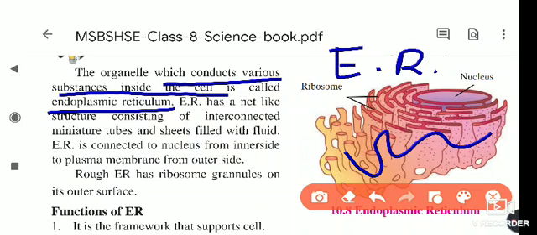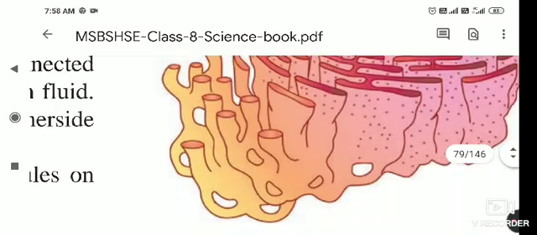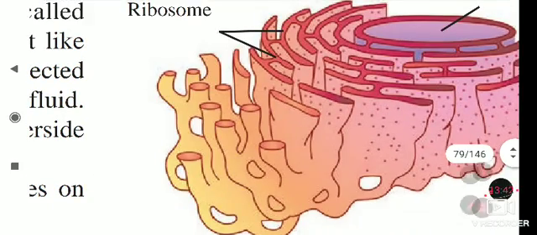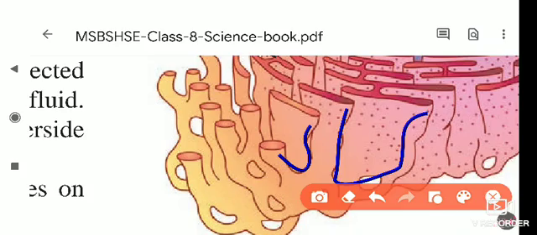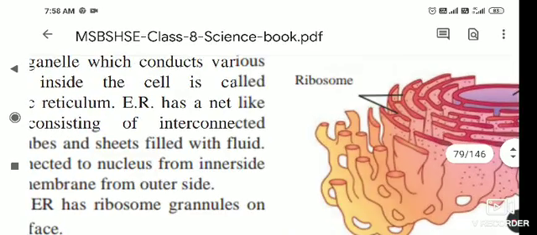E for endoplasmic, R for reticulum. Endoplasmic reticulum has a net-like structure. It is interconnected. Interconnected means, if you see here, it is a net-like structure, but they are interconnected. If you see this, it is connected to here, and this is connected to here, so inside, all this network is connected to each other.